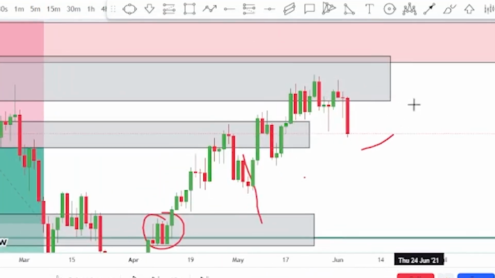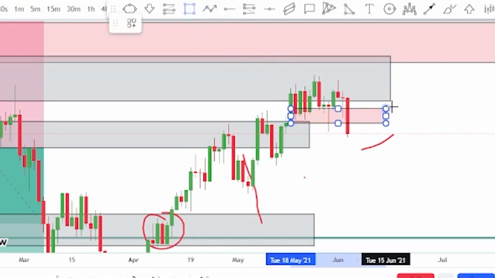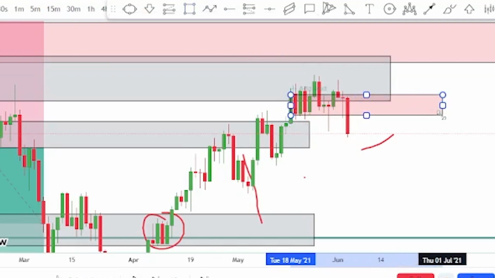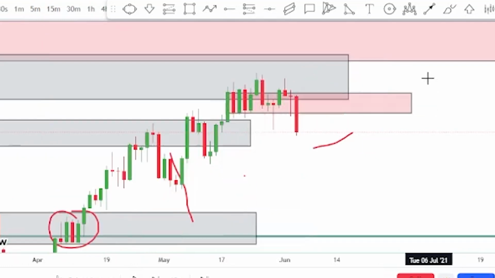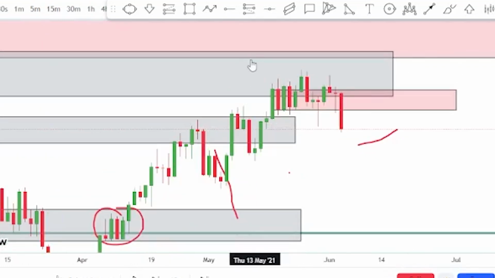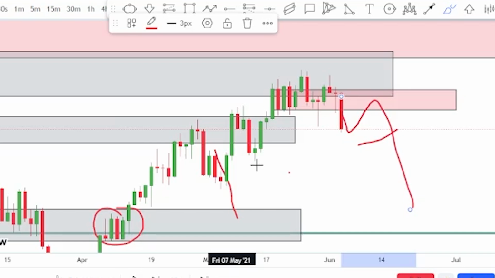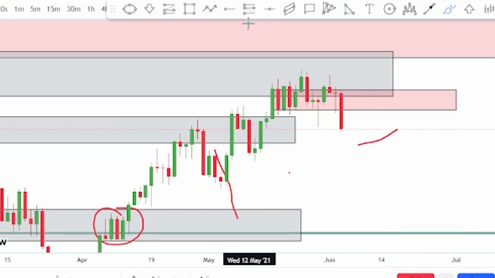So as long as I get the confirmation from this supply zone, what I'm gonna be looking for is, this is a lower low, this is a lower high, I will be looking for a lower high to go for lower low. So let's see what the market is gonna do here so that we can enter for sell.